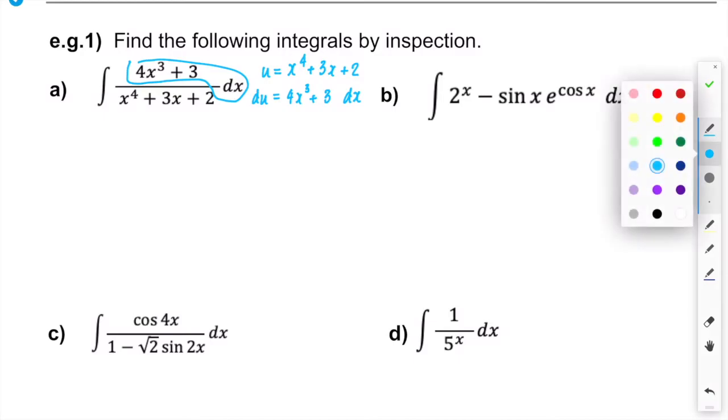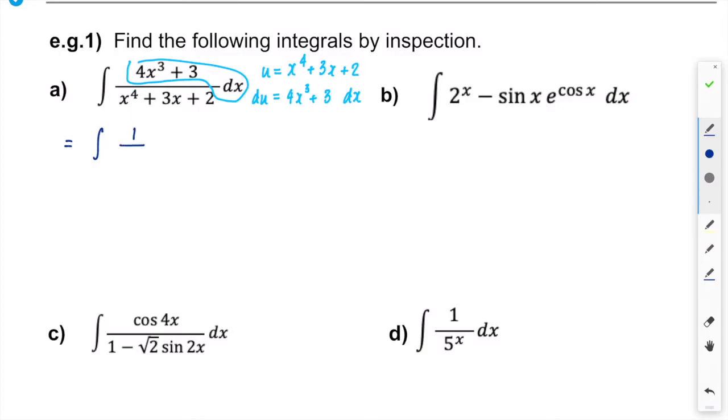What does this mean? So now I can actually put in 1 over u and then replace the light blue blob with du. And clearly we know that the integral of 1 over u is ln of the absolute value of u plus c. And now let's back substitute. We have ln of x to the 4 plus 3x plus 2 plus c as a result.